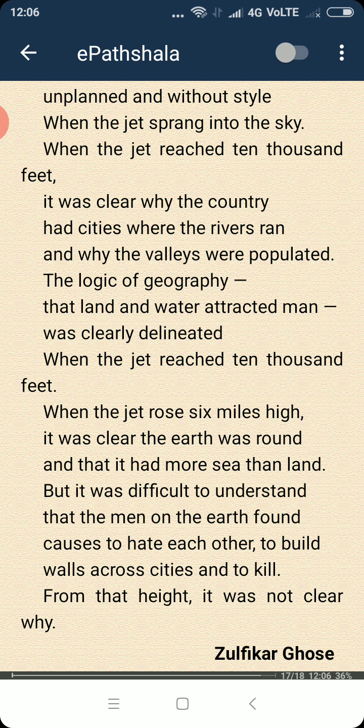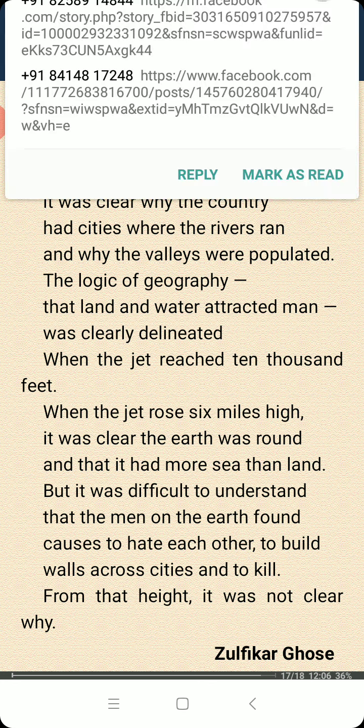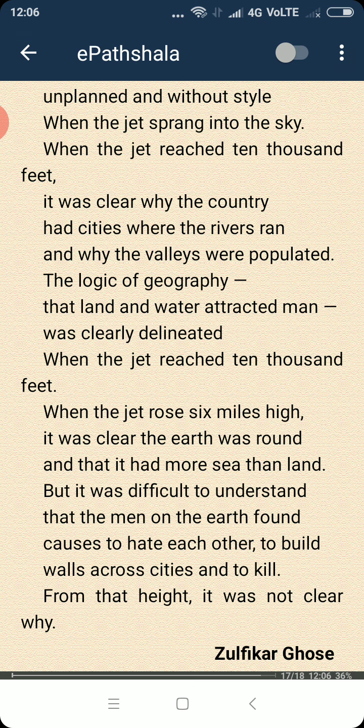When the jet rose 6 miles high, it was clear the earth was round and that it had more sea than land. So you can see that the area of land is very less compared to the area covered by water. Because you can see the earth from a height, from a distance. And from that distance, you can see more of the earth than you could when you were on the ground.